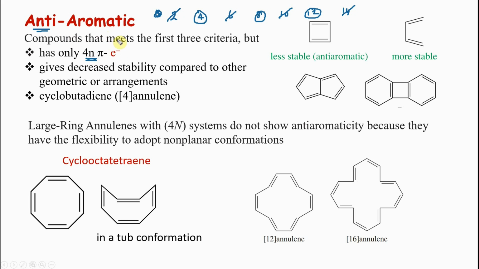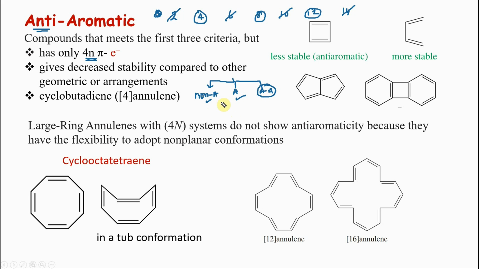Why do we call it anti-aromatic and non-aromatic? Okay, so we can take it as 3 types: non-aromatic, aromatic, anti-aromatic. Aromatic is very simple. Non-aromatic means if it is not aromatic, it is non-aromatic. Then what is this anti-aromatic?